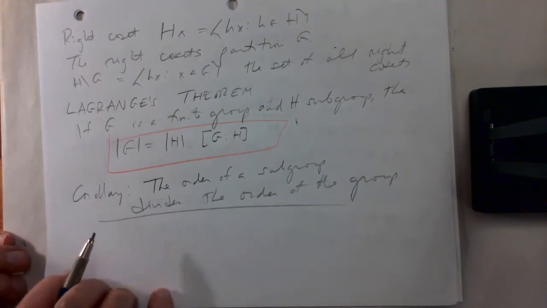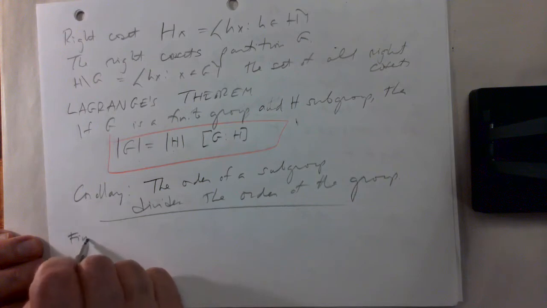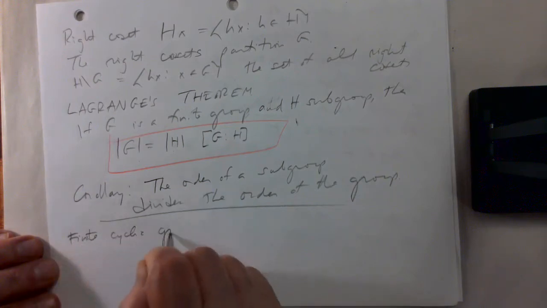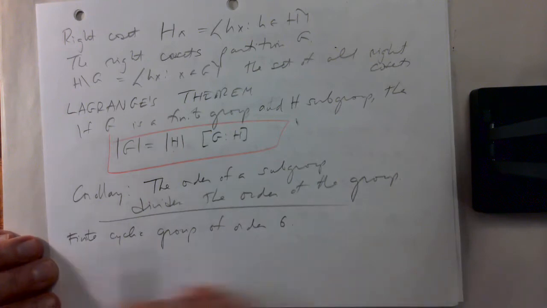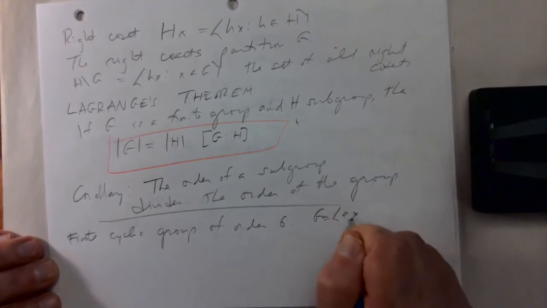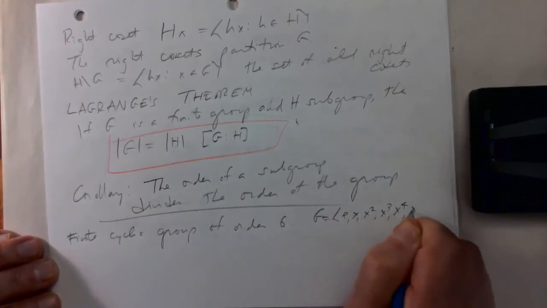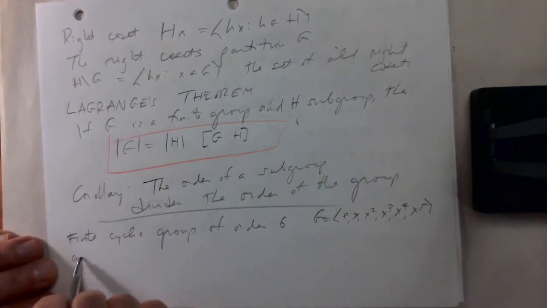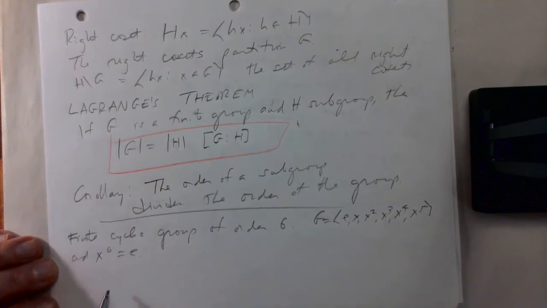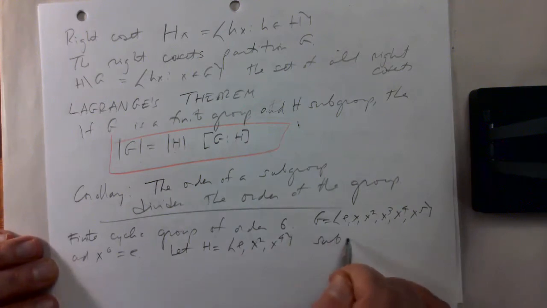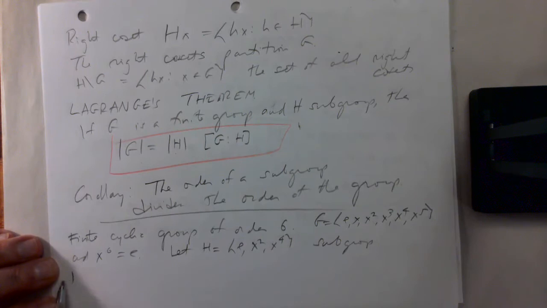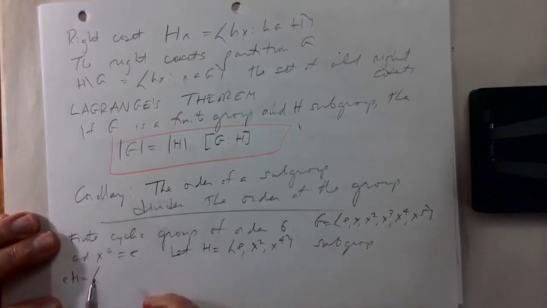Suppose we take a finite cyclic group of order 6. So let's say G is equal to the identity, x, x squared, x cubed, x to the 4th, x to the 5th, with multiplication, and of course x to the 6th is the identity. Suppose we let H be the subgroup consisting of E, x squared, and x to the 4th. So this is a subgroup. So the left coset EH is just E times each of these elements. It's just H.